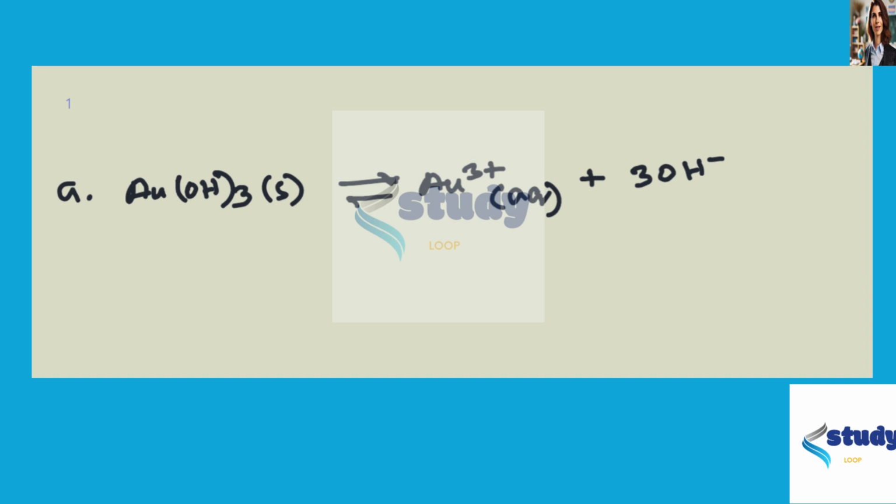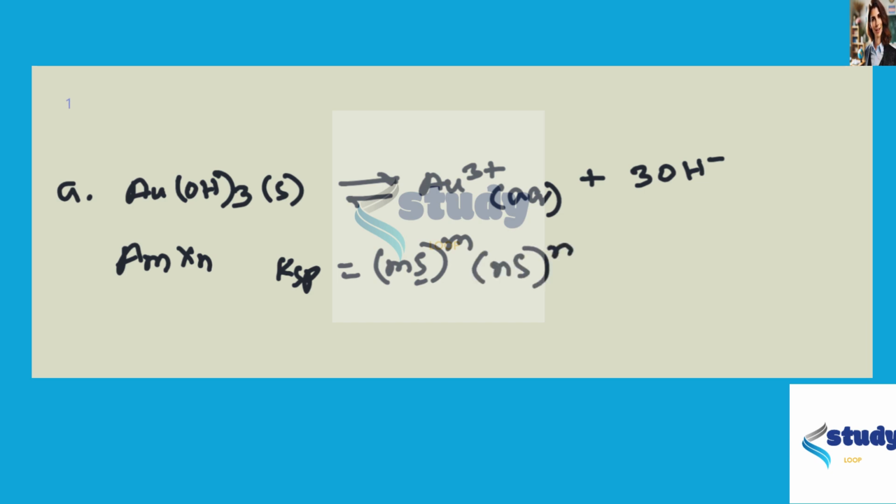So that means, as we know, for a compound with a formula AmXn, we have the relation of its Ksp and molar solubility like this. Ksp will be ms to the power m, where s is the molar solubility, and then ns to the power n. So the Ksp value will be ultimately, if we rearrange it, m to the power m, n to the power n, and s to the power m plus n.